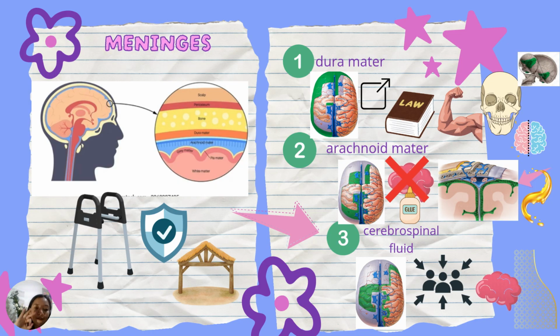We can see in the three images in green color the part that I'm showing. The first one in green color is the dura mater. The second one in green color is the arachnoid, and the third one is the cerebrospinal fluid and also the pia mater.